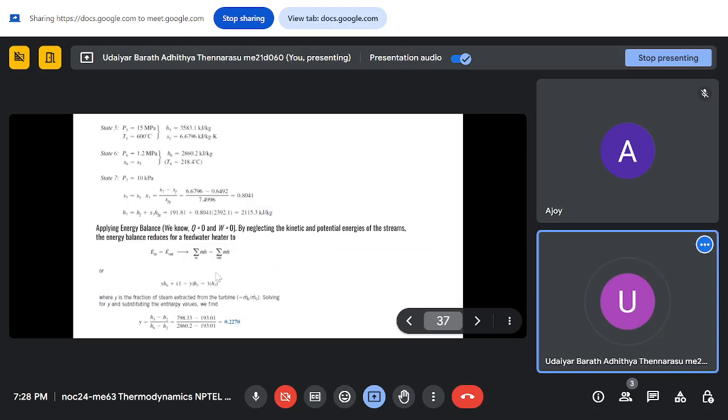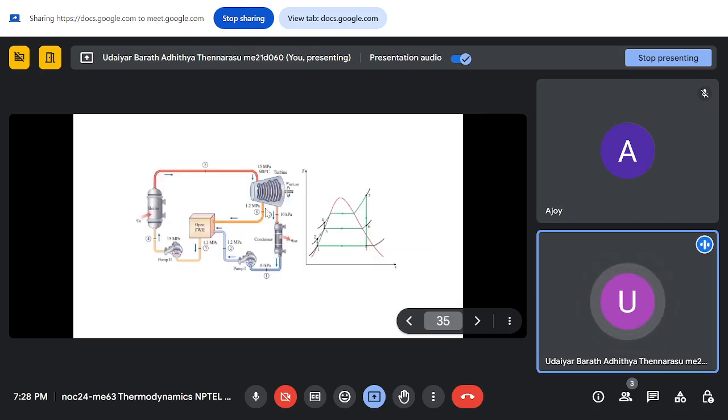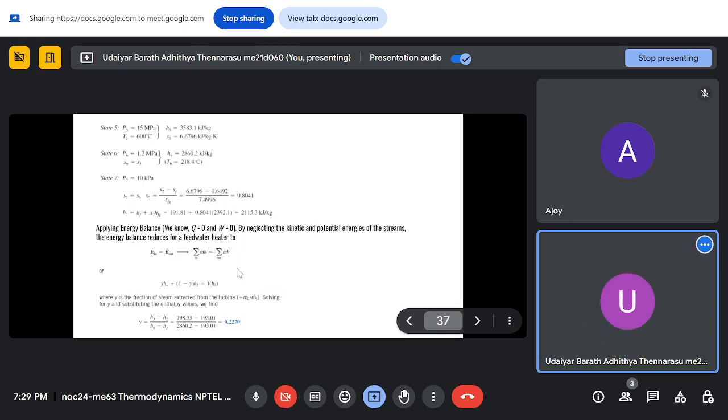you assume y amount of fluid is coming out from the turbine at 1.2 megapascal. So y into H6 is coming in, and 1 minus y is the fraction of fluid which is coming in from the pump. So 1 minus y into H2 will be equal to 1 into H3. So applying an energy balance, you get the same expression here: y into H6 plus 1 minus y into H2 is equal to H3.